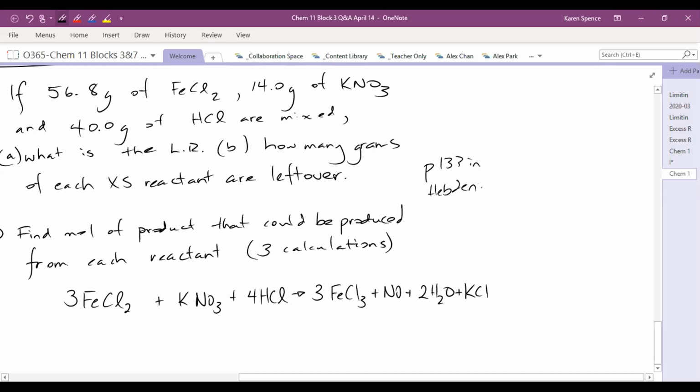Okie dokie. And what I'm going to do is write the grams that I start with under here. 56.8 grams. I'm starting with 14 grams, and I'm starting with 40 grams. So that makes it so that everything is in one place.